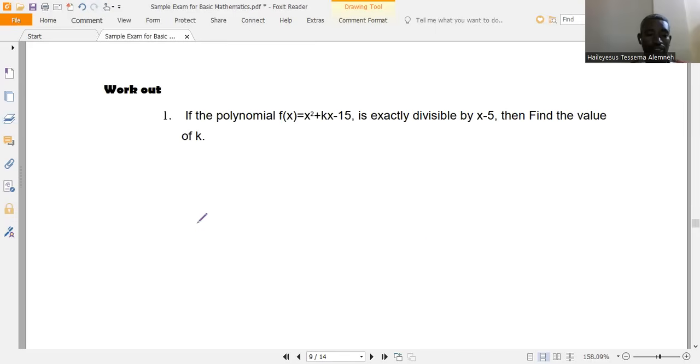So the next question is a workout. If the polynomial f of x is equal to x squared plus kx minus 15 is exactly divisible by x minus 5, then what's the value of k?